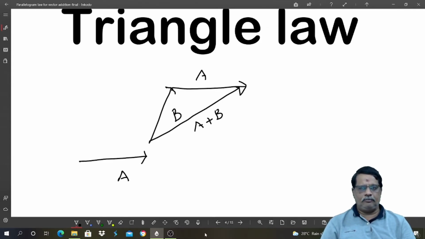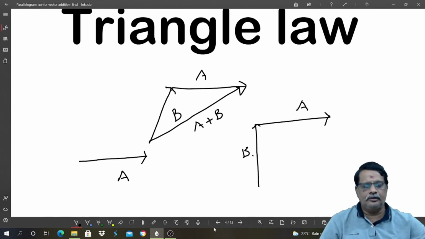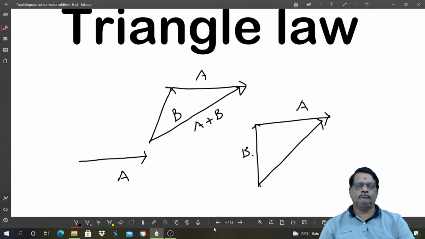Now the calculation of the magnitude of the resultant would have been simple had the two vectors A and B been perpendicular to each other. See, if A and B were perpendicular to each other, suppose this is your A and this is your B, then the resultant would have been obtained without much difficulty, because you can apply the Pythagoras theorem to calculate the diagonal, or the hypotenuse. Let us call this R. So R square equals A square plus B square. The addition is very simple.